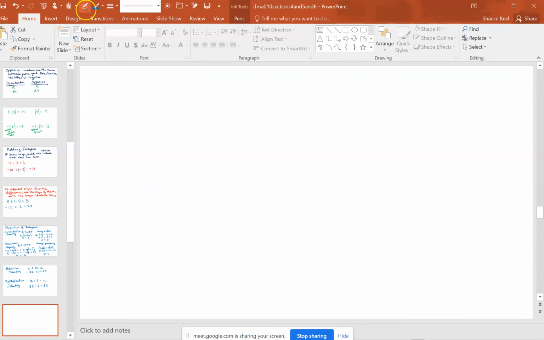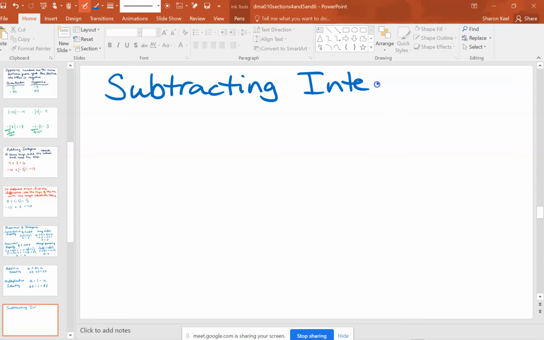And for section 6, we're going to look at subtracting integers. When we subtract integers, we're really not going to subtract at all. We're really going to add integers. We're going to change our subtractions to addition, and once we do that, we're going to still follow those rules of addition.